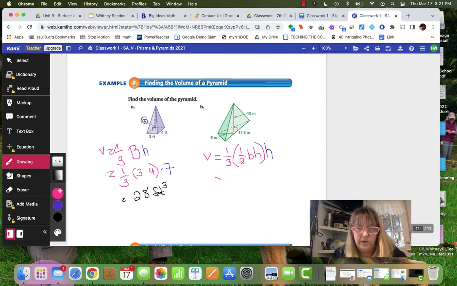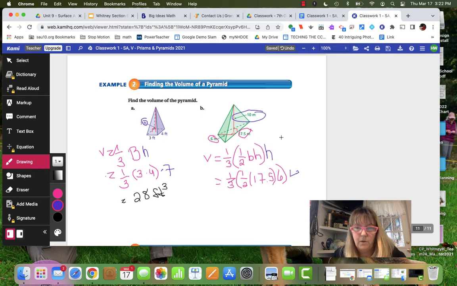So let's figure out which is which. So if we take 1/3 times 1/2, because we're figuring out what the area is of the triangle that it's sitting on. So the base is 17 and 5/10 times the height, which is the 6 down here. These two are the two that I'm multiplying together. Notice I use the colors. So times 6, and then times the height of the pyramid. And the height of the pyramid is this. So that's times 10.